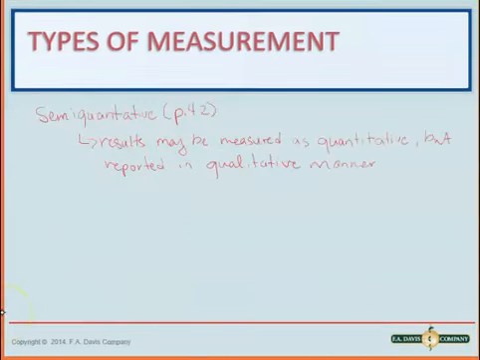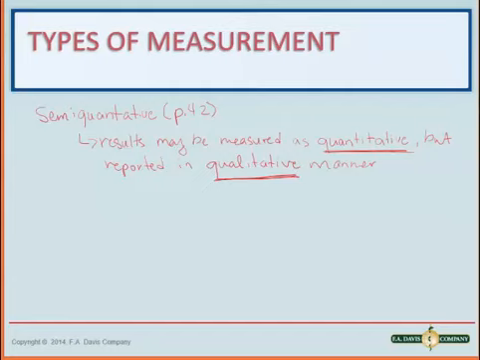Okay, now that we know the difference between quantitative and qualitative, there's something called semi-quantitative. So what does that mean? Semi-quantitative means the results may be measured in a quantitative way, but they're reported out in a qualitative manner. The results are going to be associated with a number in some way, but ultimately reported as either positive or negative, or the substance is there or not in the sample.